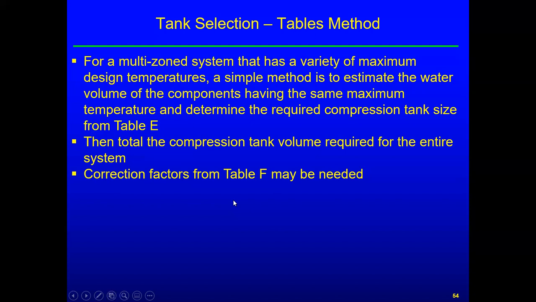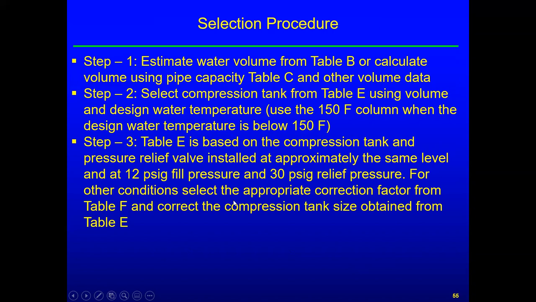Okay, and just note, you may need your correction factors. So selection procedure: estimate water volume, calculate. Use the 150 Fahrenheit column if your design water temperature is below 150. So if you're doing a chill water system, Bell and Gossett would recommend going ahead and assuming 150, because that's the situation where the building cooling system goes down and it's hot weather, the building could potentially heat up. Now, it's probably not going to heat up to 150. But you're still going to be conservative in this, and it's going to work fine.